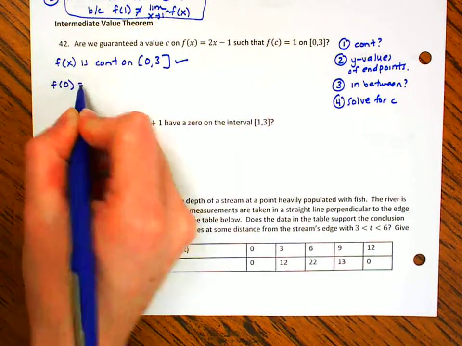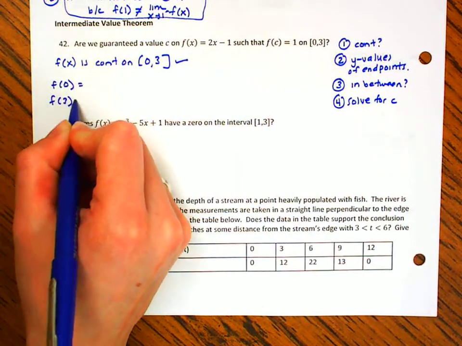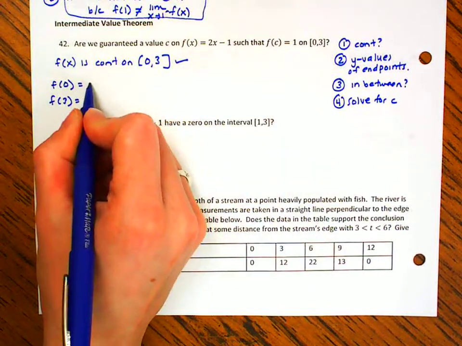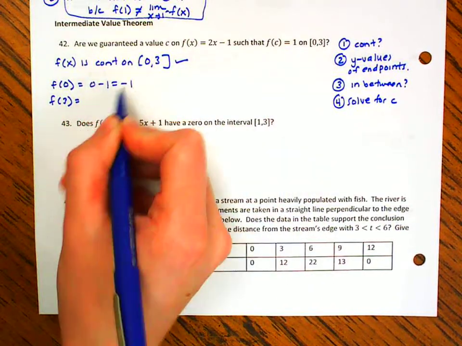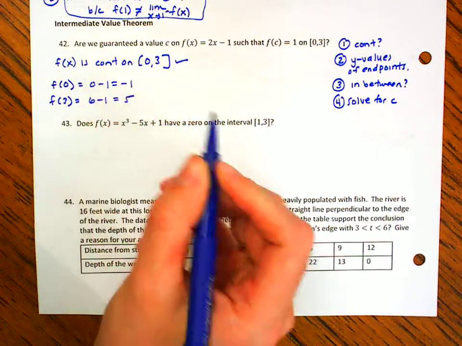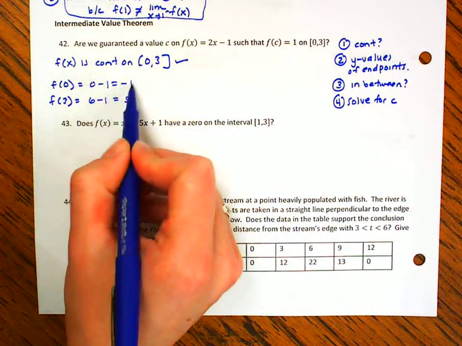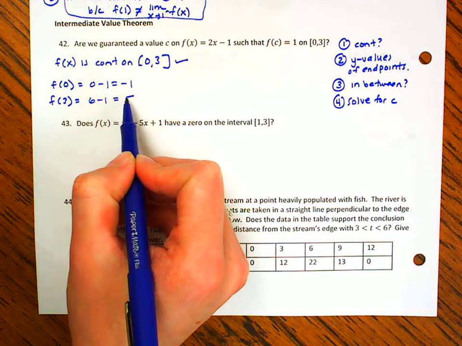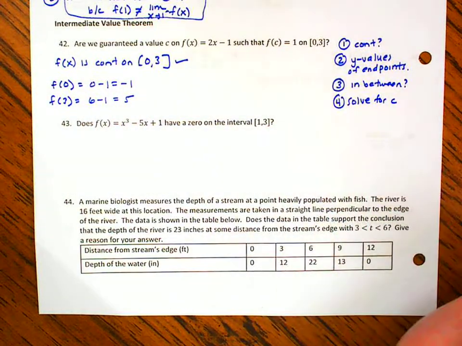So I'm going to figure out what my y values are at these values. I'm going to plug in 0, and I'm going to get 0 minus 1. If I plug in 3, I get 6 minus 1. So my y values are negative 1 and 5. So step 3 says, is the y value that I care about in between them?